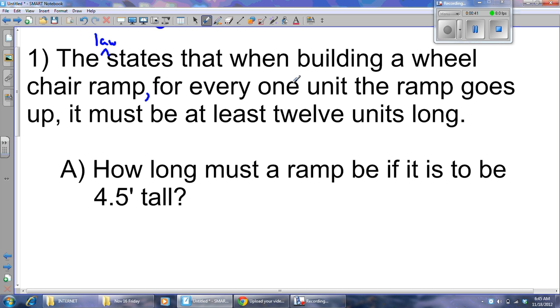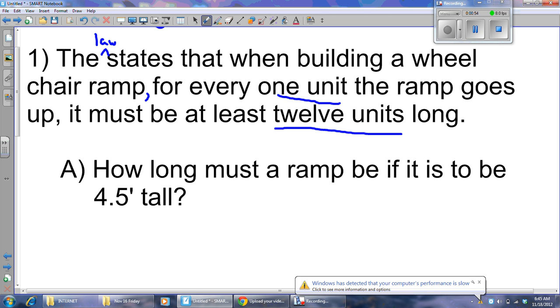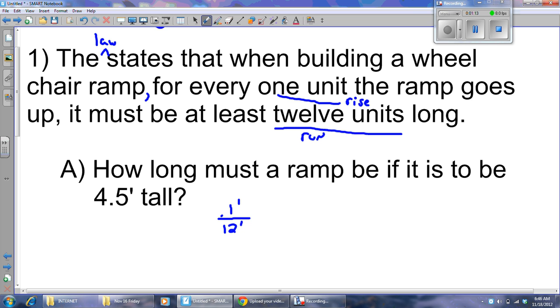Well, I know some of you are going to run right to a proportion, and that's fine. A proportion is a good way to solve this. But I was wondering if you recognized what this is. 1 unit the ramp goes up, it must be 12 units long. Hopefully you're realizing that the 1 unit up is the rise and the 12 units long is the run. So this is a slope problem. So if you have 1 foot up, it has to be 12 feet long.